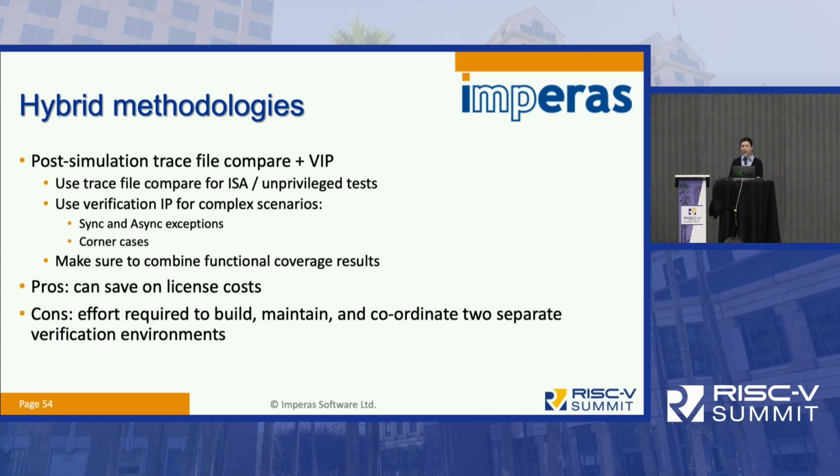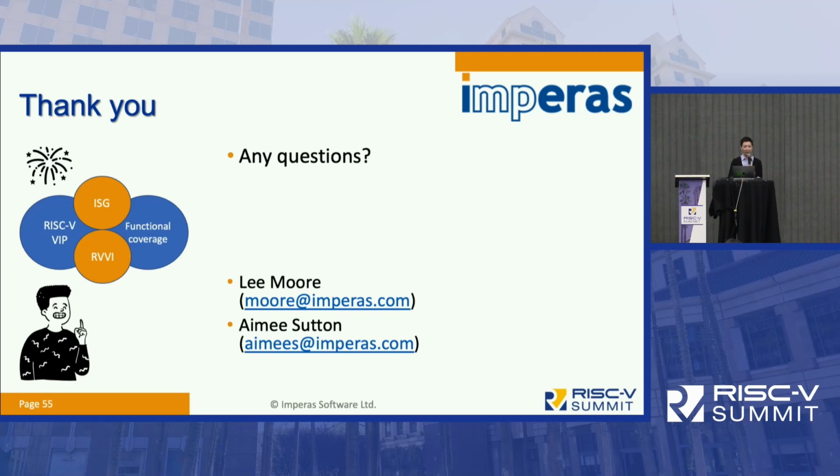And as I mentioned previously, it's possible that some of the techniques we discussed today can be combined in order to best suit the needs of the project and the schedule. There are many possible combinations, but here let's take the specific example of using both post-simulation trace compare, which is the first method that Lee described, and using verification IP. So you can potentially save money on VIP licenses by taking this approach, but it comes at the cost of having to build and maintain two separate verification environments.